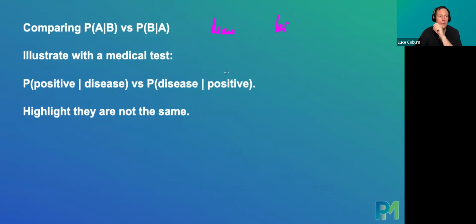All right, so the probability that you test positive given that you have the disease is talking about how accurate the test is, but the probability you have the disease given that you have a positive result is talking about the quality of the test, if that makes sense. So they're not the same as each other.